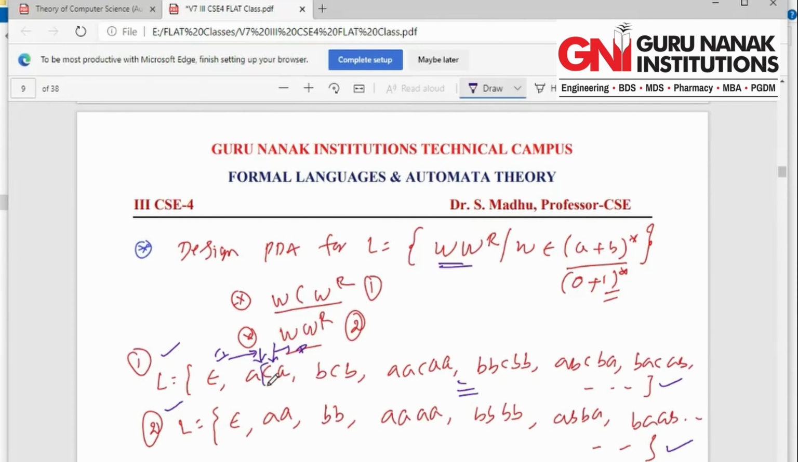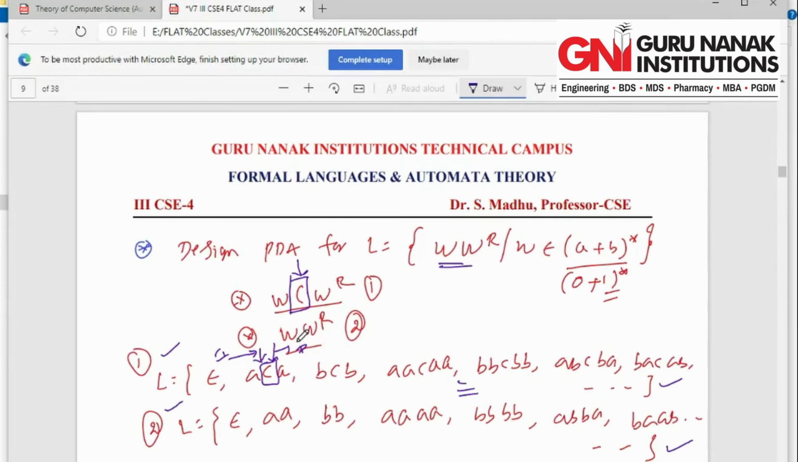So you have some indicator here. For this place only we can shift the states. Is it clear or not? You have some indication here, a different symbol than the W. So then we can go for the change of state.